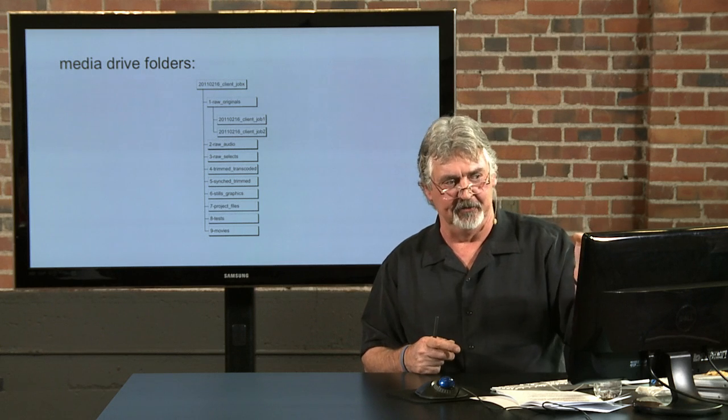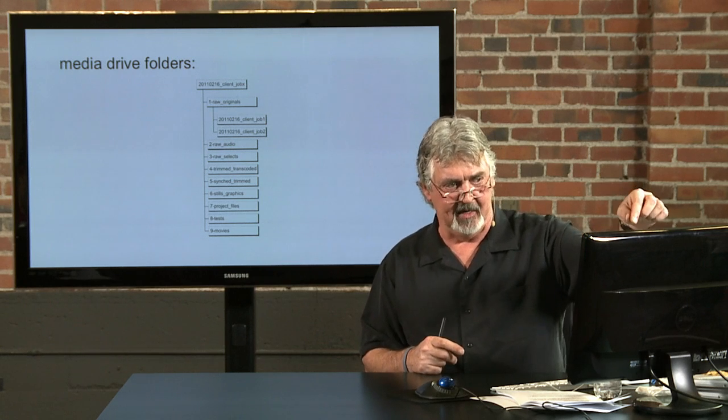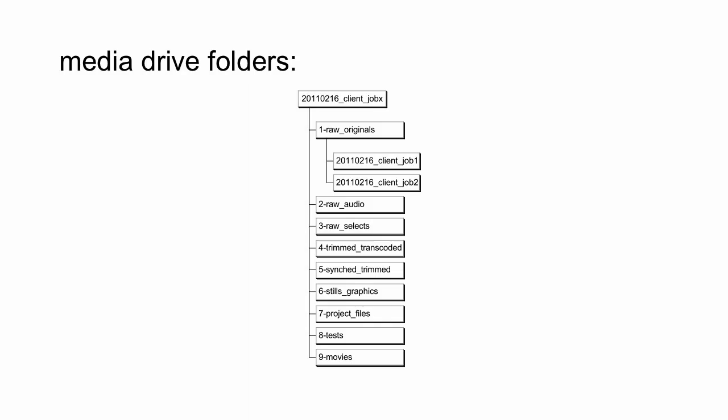9 subfolders. This is my, at the top is my job folder. I use a naming convention that is year, month, day, underscore client, underscore job. The X at the end is the card number. This has worked for me for years and years and years as a still photographer, and by adding these 9 sub-boxes, subfolders in there, it's working out really well for me now.